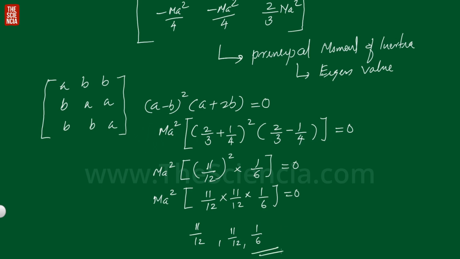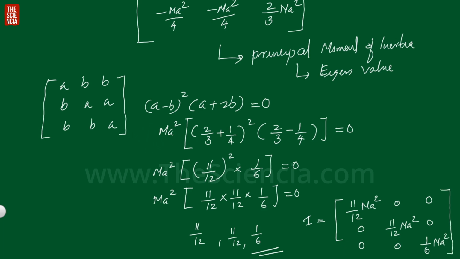Okay, so here we get I equal to, the principal moment of inertia will be 11 by 12 MA square, 0, 0; 0, 11 by 12 MA square, 0; 0, 0, 1 by 6 MA square. This will be our principal moment of inertia. I think now you are confident in solving this kind of problem.